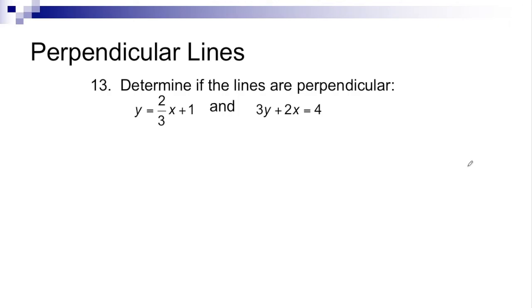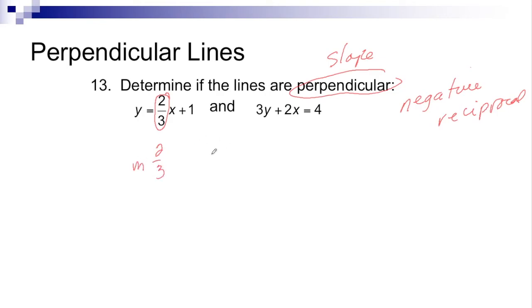And for the last examples, we will determine if the lines are perpendicular. We already have the equations. All you have to do is to tell whether this is perpendicular or not. So how? You will just compare the slopes. Remember that the slope of perpendicular lines is the negative reciprocal. So, since this is already written in slope-intercept form, we can determine that the slope is 2/3. And therefore, let us see if the slope of this is a negative reciprocal of 2/3.